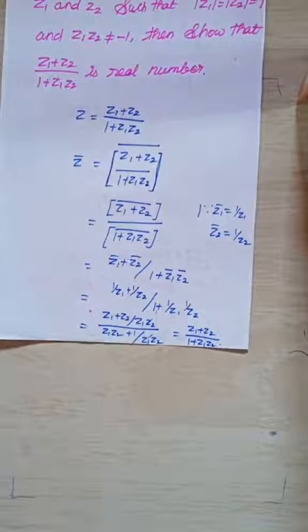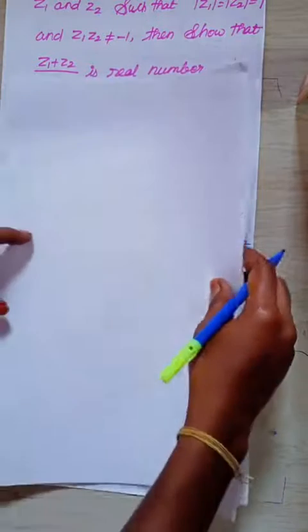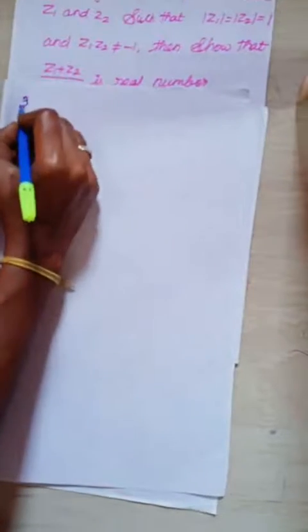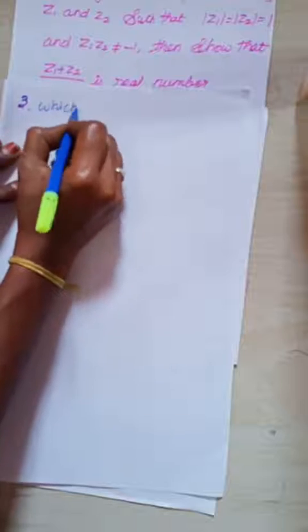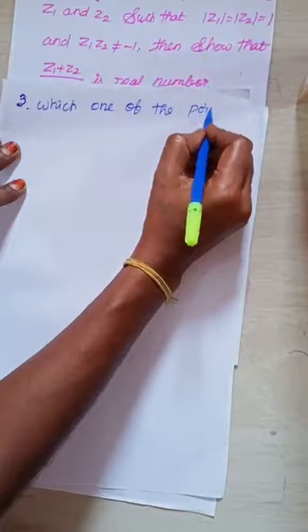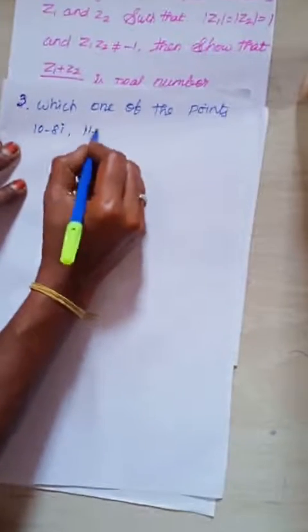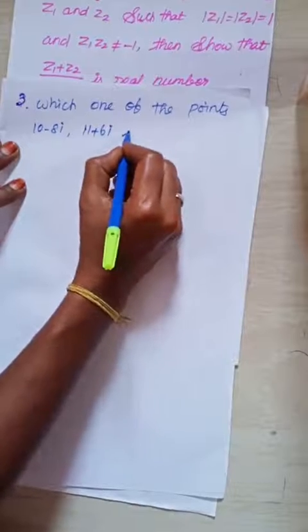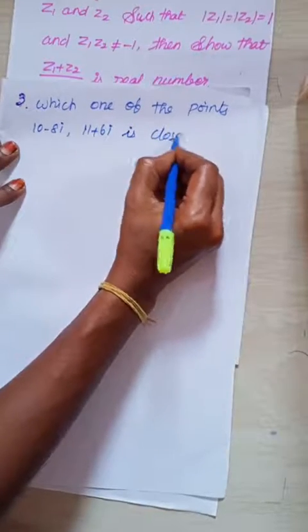Okay, now see the third sum. What is the third sum? Which one of the points 10 minus 8i, 11 plus 6i is closest to 1 plus i?